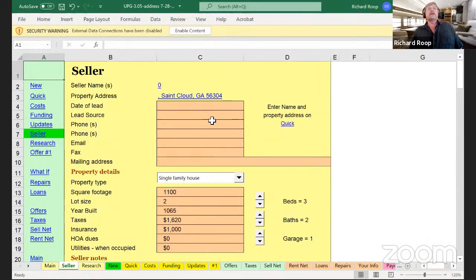So on this seller tab, this is kind of like a property information sheet. If you got a call, you could actually put your notes in here. Sure. Okay.